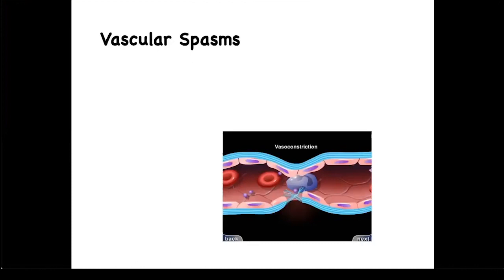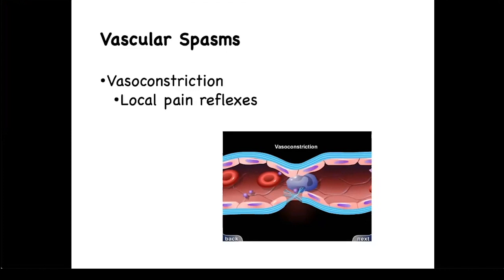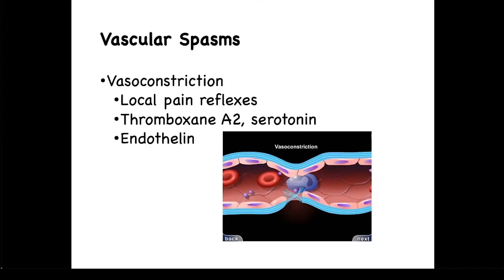Vascular refers to blood vessels, and spasms refer to muscle contraction. Smooth muscles in the tunica media contract. This helps decrease blood loss. This is called vasoconstriction. There are three stimuli that will bring about muscle contraction. Local pain reflexes. This involves the autonomic nervous system. Two chemicals released by activated platelets, thromboxane A2 and serotonin, as well as the chemical released by the endothelium when it is damaged, endothelin.